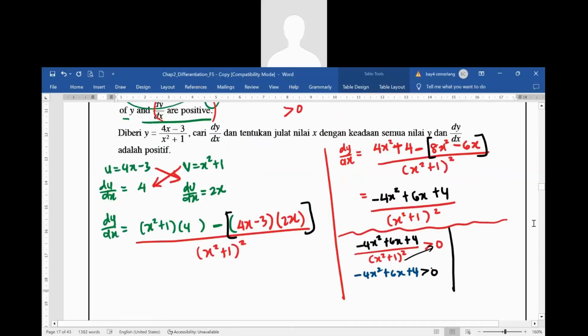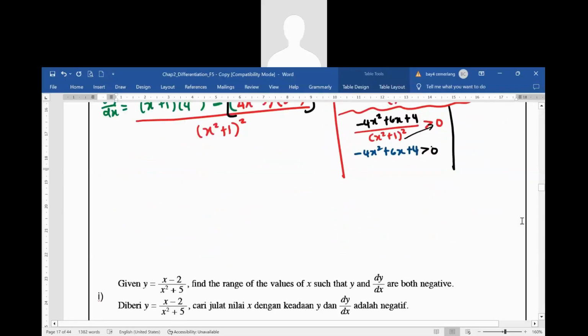Okay, right. So, okay, so what we can do is multiply this whole thing with negative. Baru you boleh jadikan A kamu positif. So 4x square minus 6x minus 4 is less than 0. Ingat you punya simbol akan tukar when you multiply or divide with a negative number.